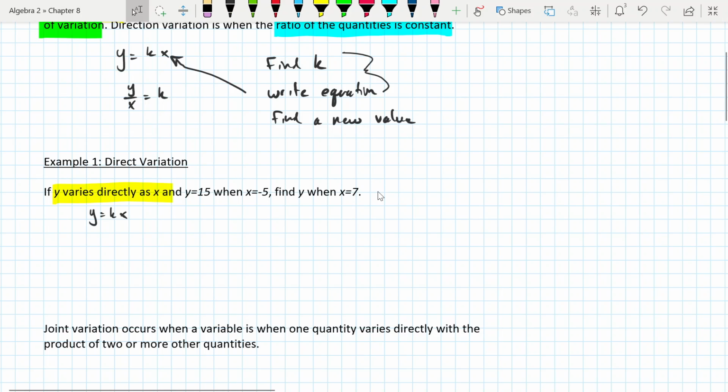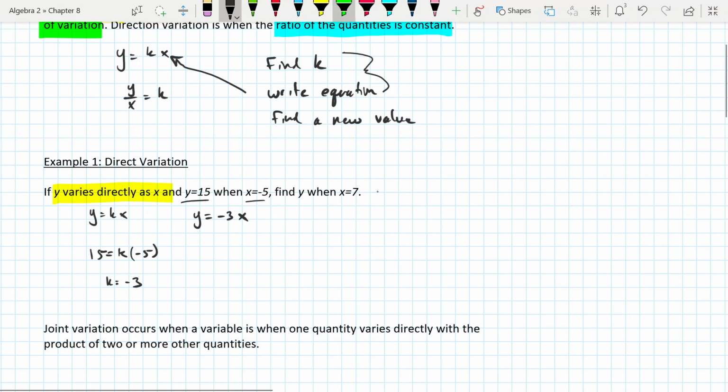And then they give us a couple values. They give us y equals 15 and x equals negative 5. So what I'm going to do is plug those two numbers in. Y is 15, x is negative 5, and now I can solve for k. Divide both sides by negative 5, you get k equals negative 3. So my equation is y equals negative 3x.